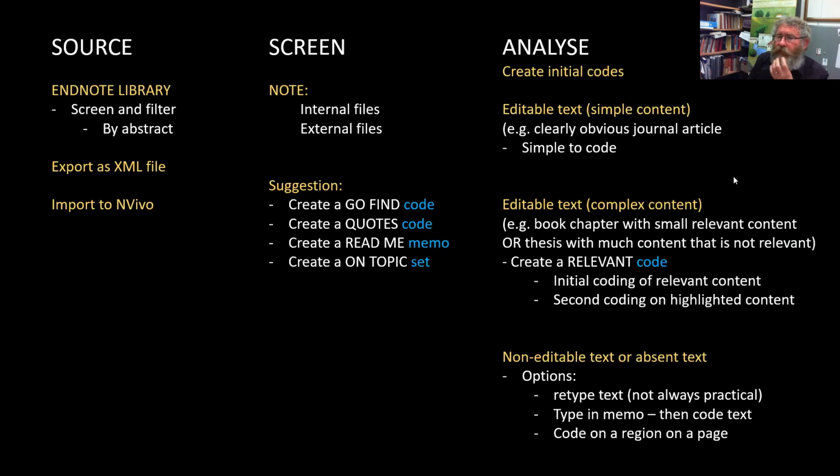So for simple editable text, excellent. Where it's complex, then go through and code what is relevant and then go and subcode. And all the time create folders and structure. Where you have non-editable text, like a really old document that's been brought in, or there is no text because it's an external file, then you can retype the text, which is not always practical. You can type in the memo, or you can code on a region of a page. Yeah, so they're the ways around that.